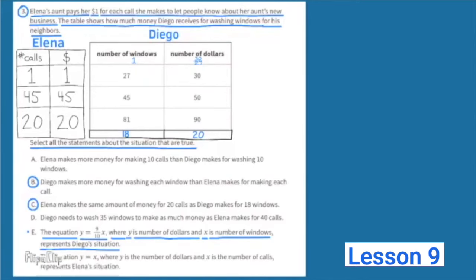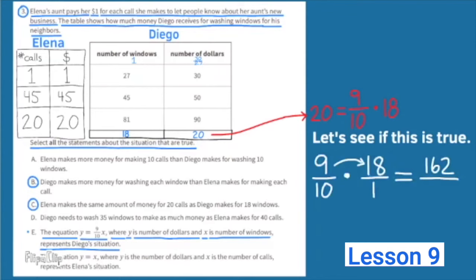E. The equation y equals 9/10 x, where y is the number of dollars and x is the number of windows, represents Diego's situation. Let's use the bottom row in Diego's table and substitute the 20 for y and substitute 18 for x. Now I have an equation that reads 20 equals 9/10 times 18. Let's see if this is true.